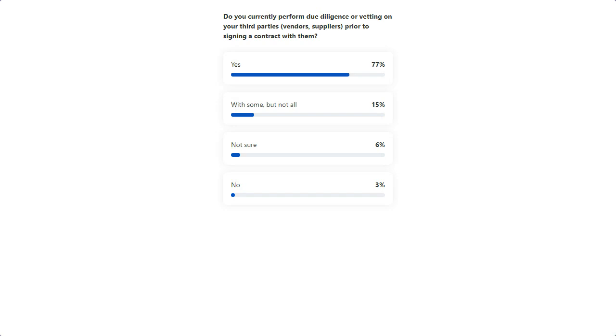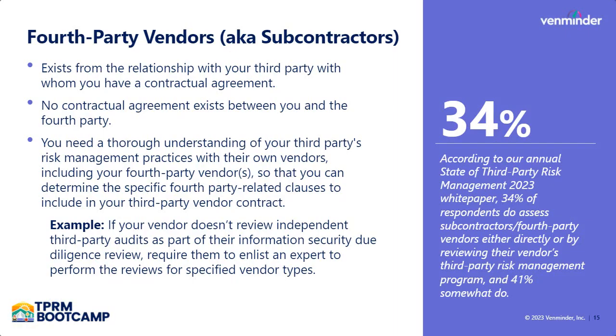Okay, switching gears, let's talk about fourth-party vendors or subcontractors for a moment. Your relationship with a fourth-party vendor, also known as a subcontractor, exists because you have a relationship with your third party, with whom you have a contractual relationship. You don't, however, have a contractual relationship with that fourth party. It is important, even though you don't have a contractual relationship, for you to understand your third party's management practices of their own vendor so that you understand the risk associated with that fourth party.